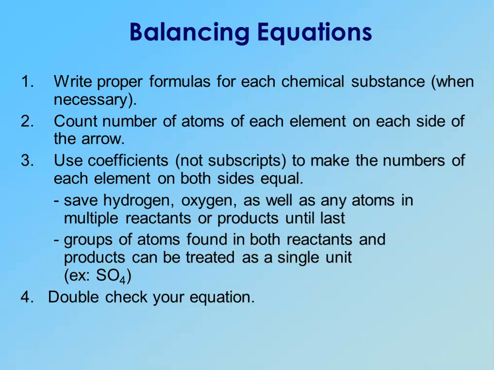You always want to simplify your coefficients. So if they all have a common factor, you want to divide by that common factor so you can show the simplest ratio. You do not have to put ones in front of chemical substances that you only need one unit of. You can if you wish, but you should never have zeros as coefficients because if you have a zero, then you don't have that reactant or product present.